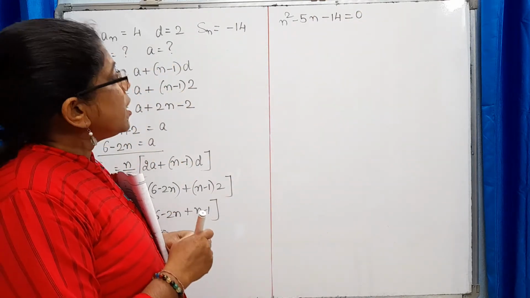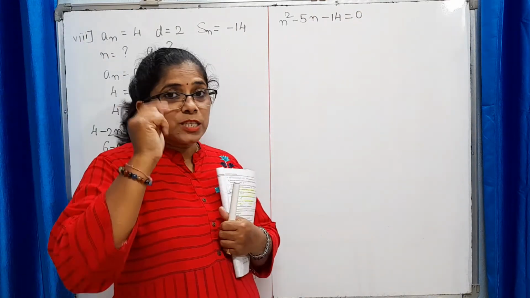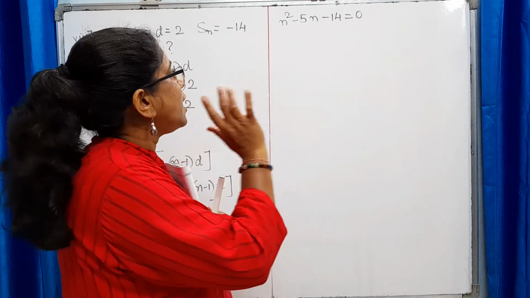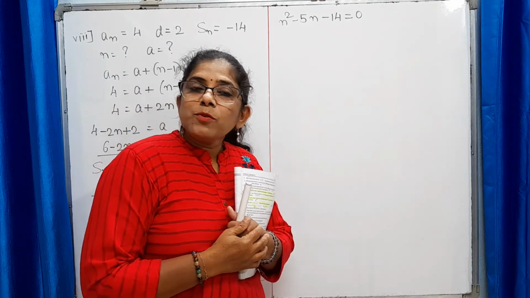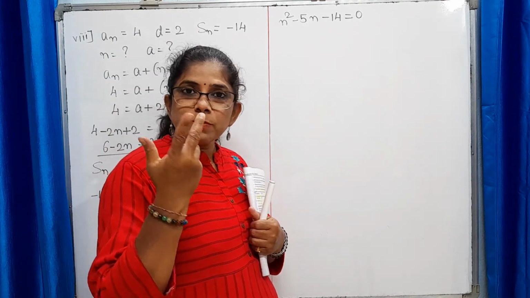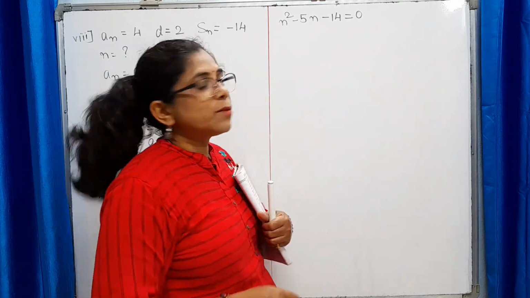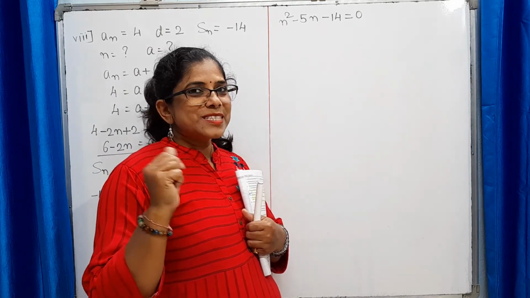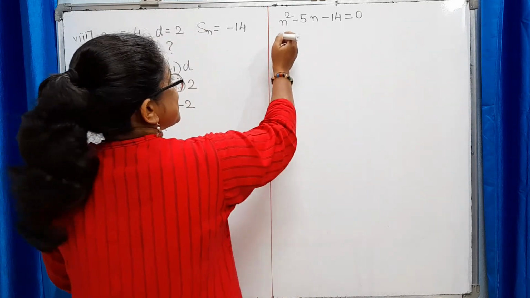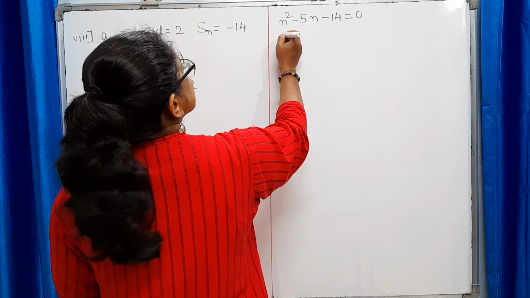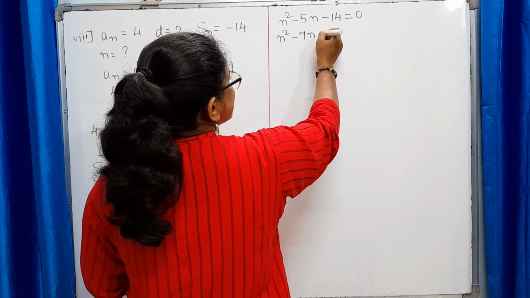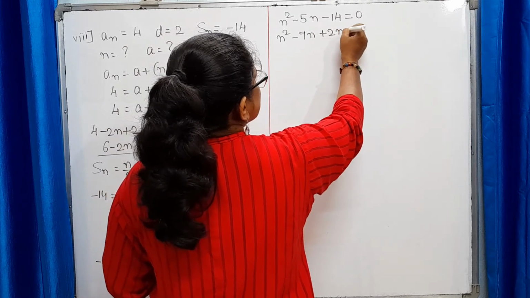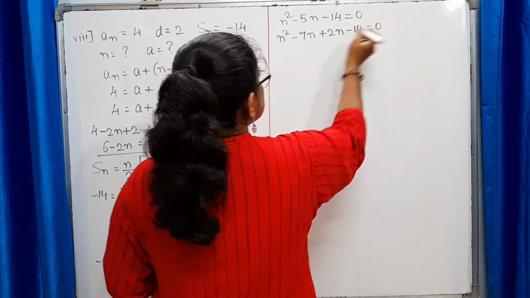Now here our product is minus 14 and difference of the numbers is 5. So we have to look out for the two numbers whose product is minus 14 and their difference is 5. Numbers are 7 and 2. So here n square minus 7n plus 2n minus 14 is equal to 0.